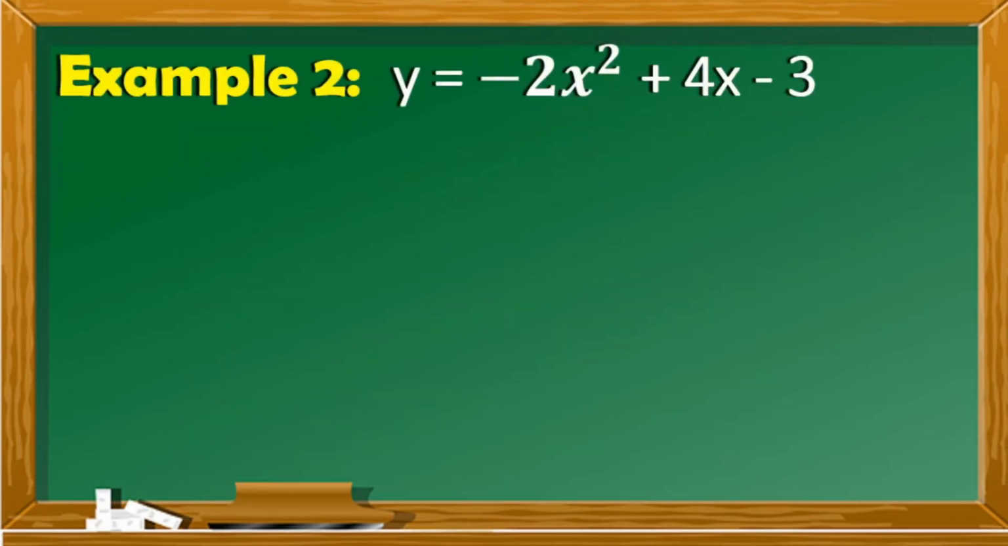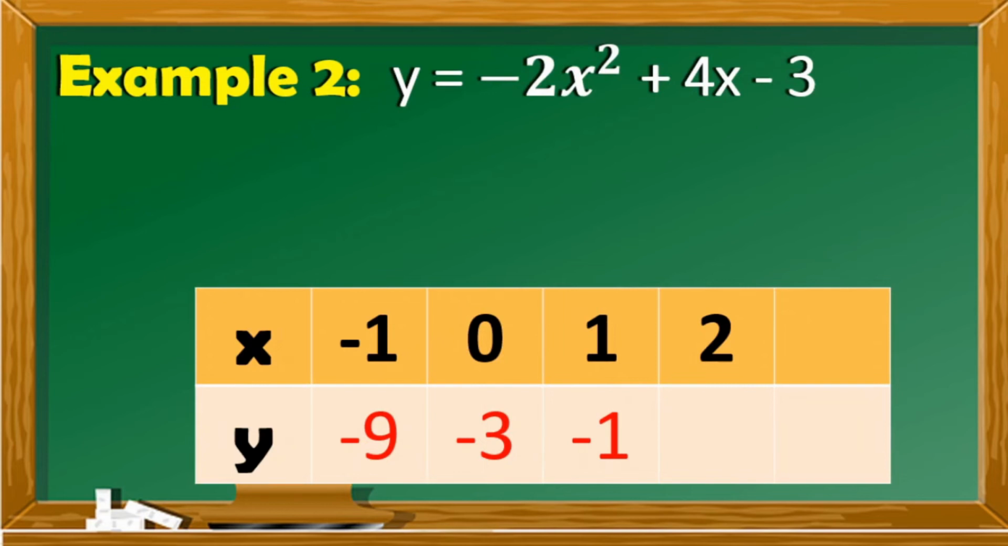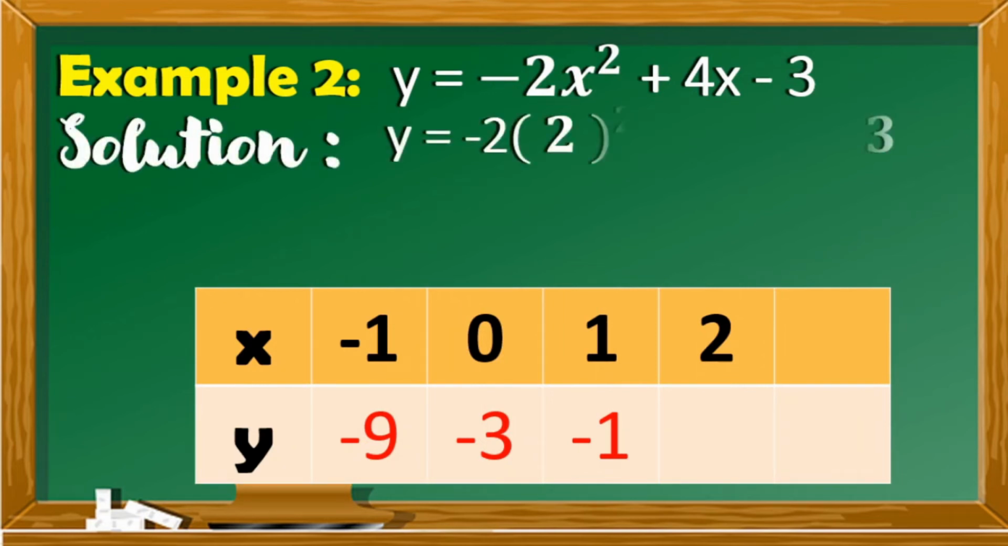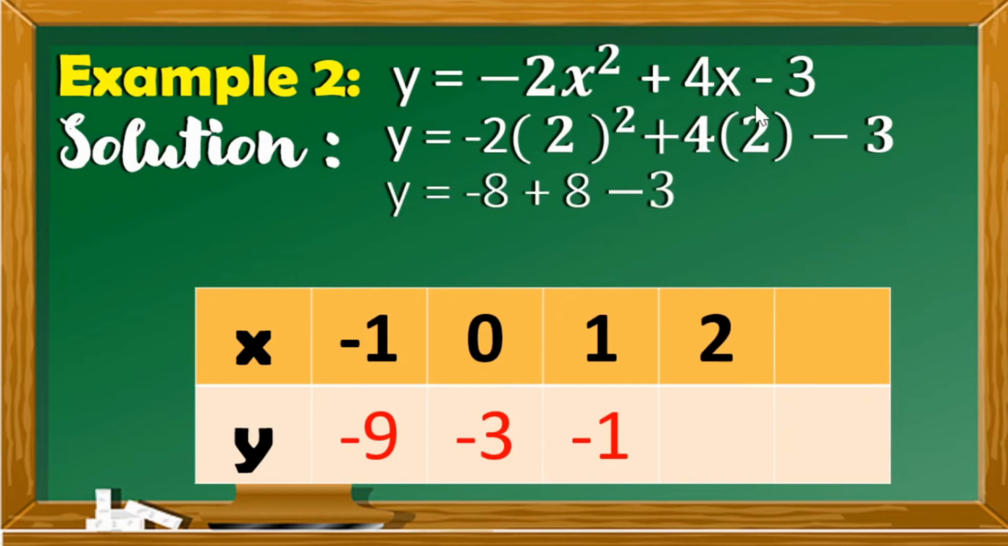Let's do the same procedure if x is equal to positive 2. Showing our solution, y is equal to negative 2 times the quantity of 2 squared plus 4 times 2 minus 3. The quantity of 2 squared is positive 4 times negative 2, that is negative 8. 4 times 2 is positive 8, minus 3. Simplifying, negative 8 plus 8 is 0, minus 3, and that is negative 3. So if x is positive 2, y is equal to negative 3.